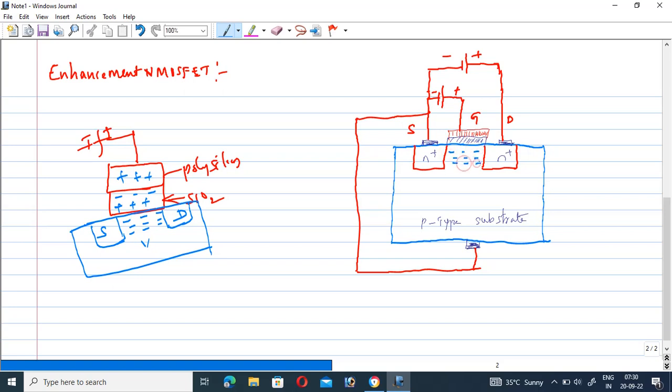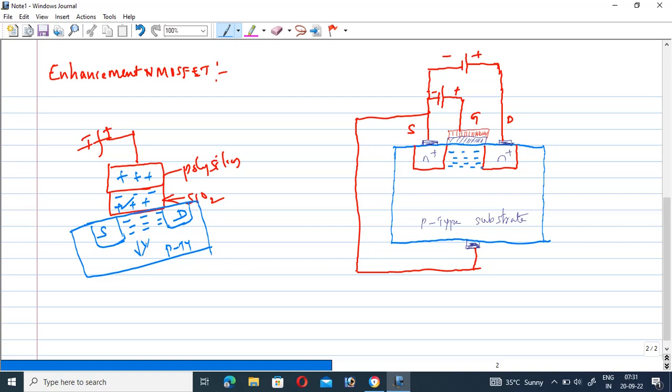All of you know very well that in a p-type semiconductor material, the majority charge carriers are holes and the minority charge carriers are electrons. Whenever some positive voltage is applied, positive charges are accommodated on the polysilicon. Due to polarization, negative and positive charges take place on the SiO2 layer. When the positive charges are placed in this bottom region, the majority charge carriers of the p-type semiconductor are repelled by the positive charges. Therefore, all positive charges come down like this.